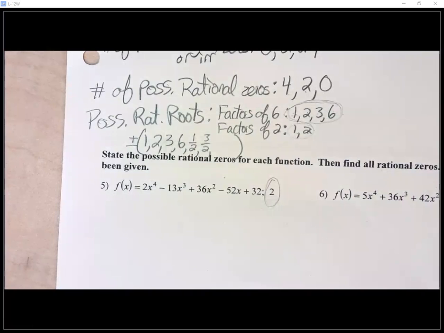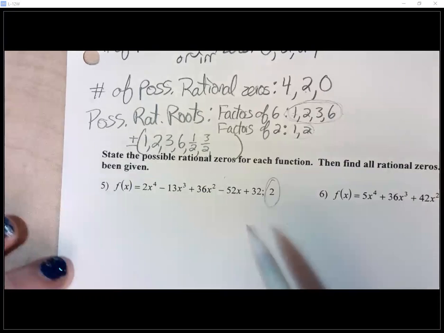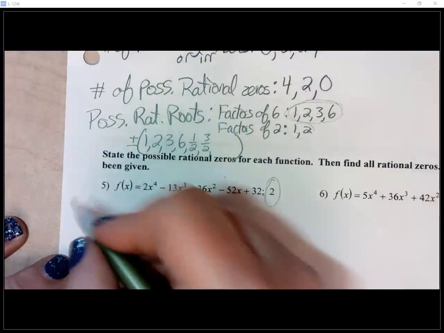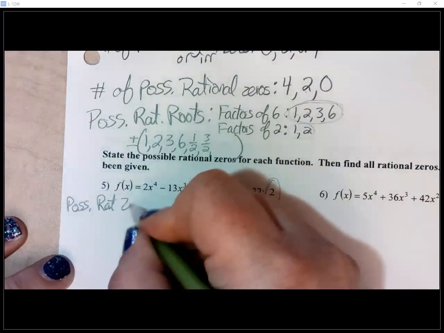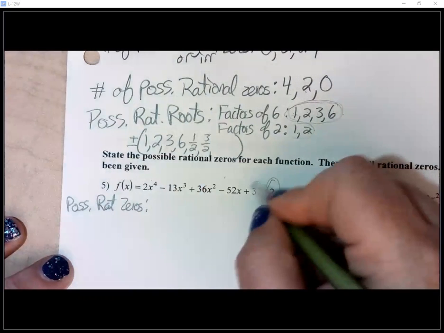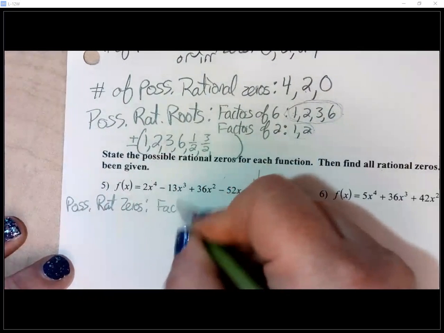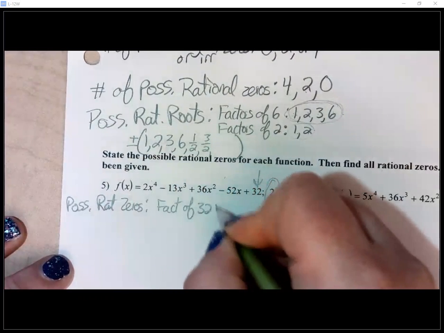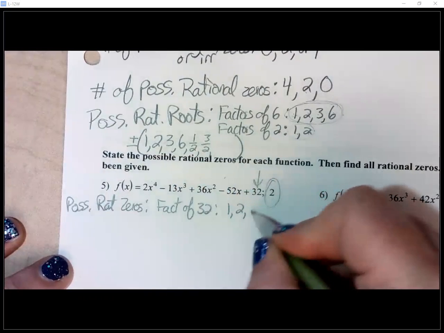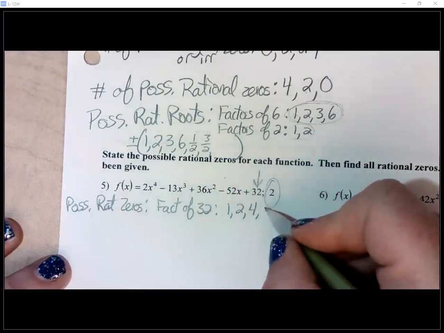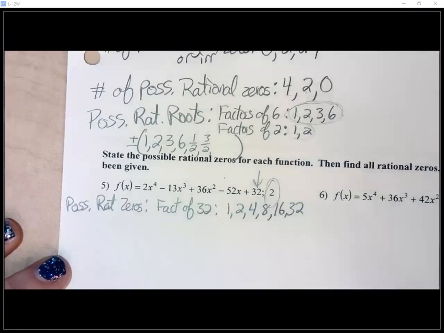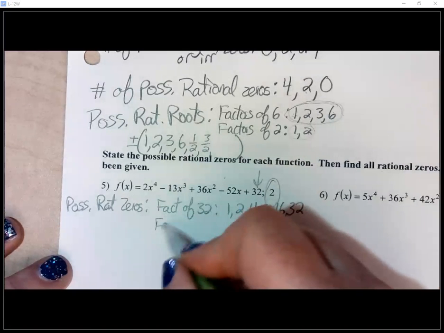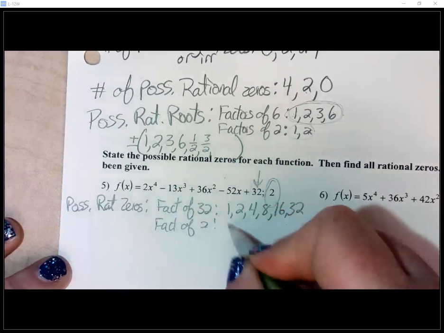Ready? So first it says state the possible rational zero. So let's do that. Okay. So we're going to have a little bit of a bigger list. So for my possible rational zeros, or remember zeros and roots are the same thing, I need all the factors of 32. So there's a lot of those. One, two, four, eight, 16, 32. All right, it's not that bad. And then I want the factors of my leading coefficient, which is just two. So one and two.